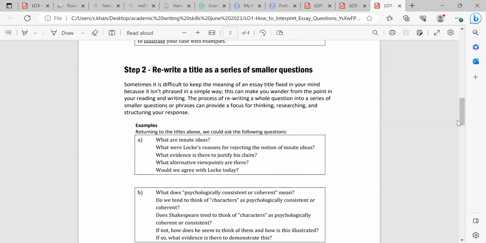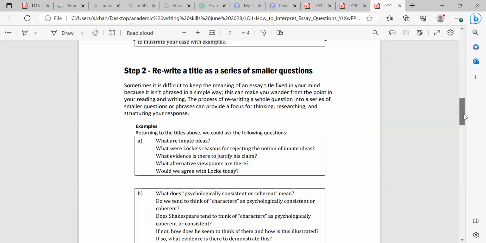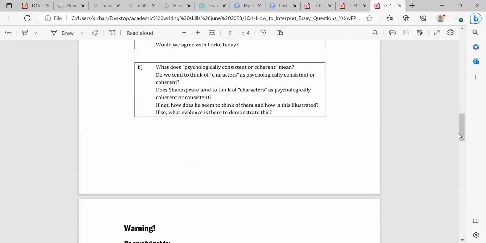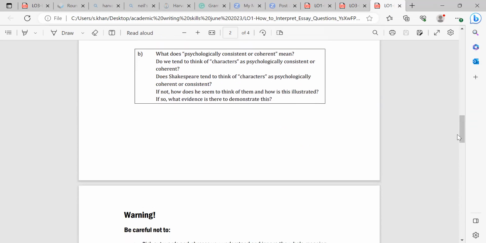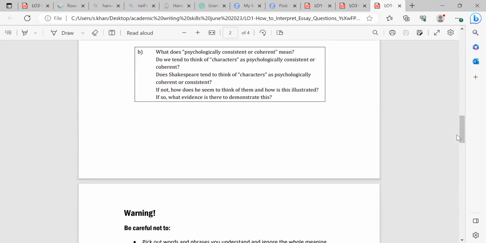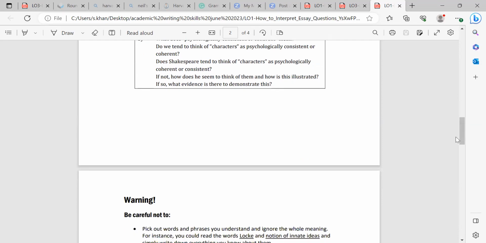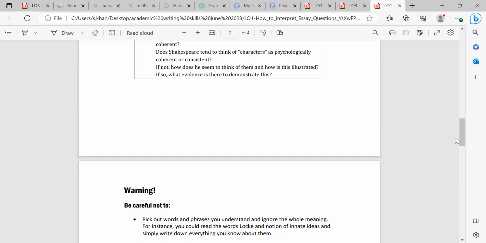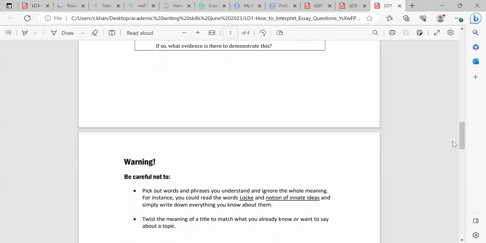Okay, so for examples, returning to the titles above, we could ask the following questions. What are innate ideas? What were Locke's reasons for rejecting the notion of innate ideas? What evidence is there to justify this claim? What alternative viewpoints are there? Would we agree with Locke today? What does psychologically consistent or coherent mean? How do you tend to think of characters? Does Shakespeare tend to think of characters as psychologically coherent or consistent? If not, how does he seem to think about them? Illustrate.